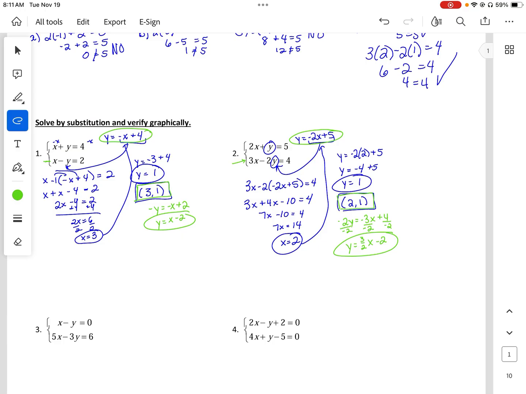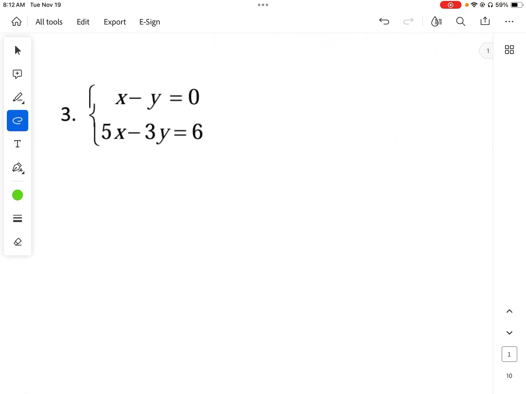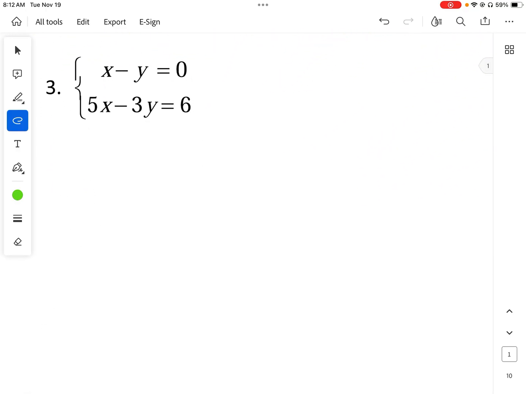Okay, let's go to number 3. I'm going to save time and let y'all do that checking with your calculator on your own. So let's go to the next one.